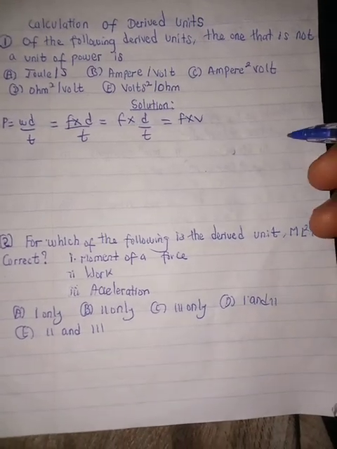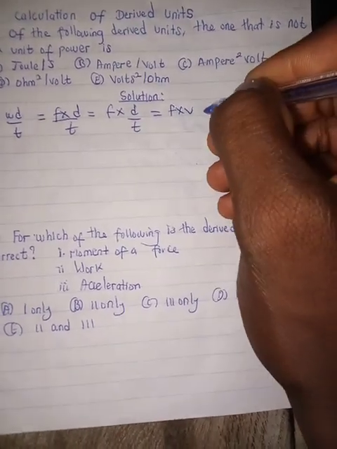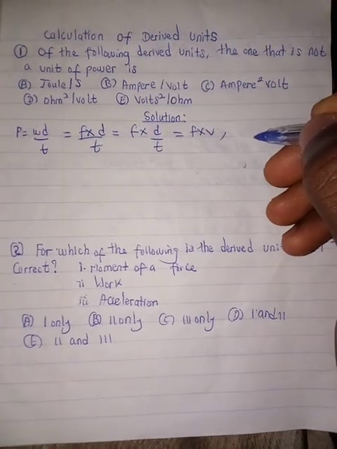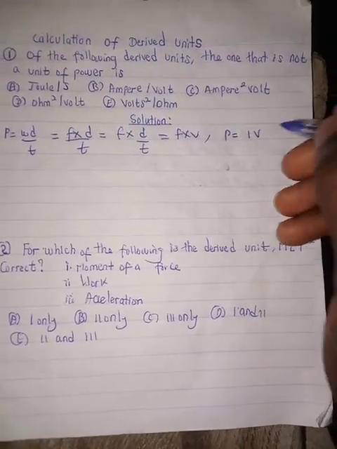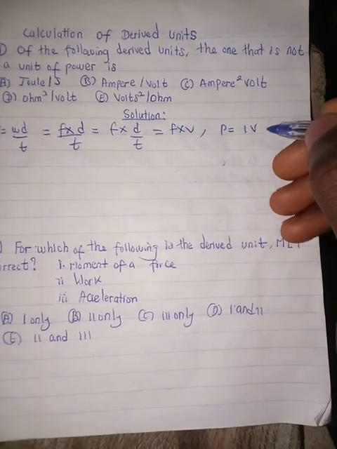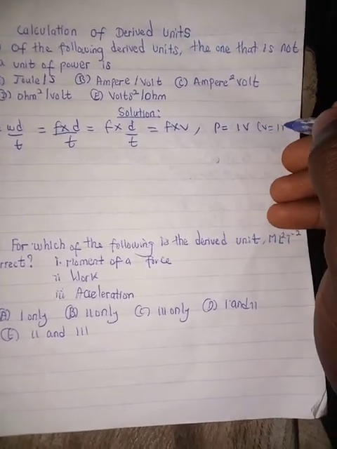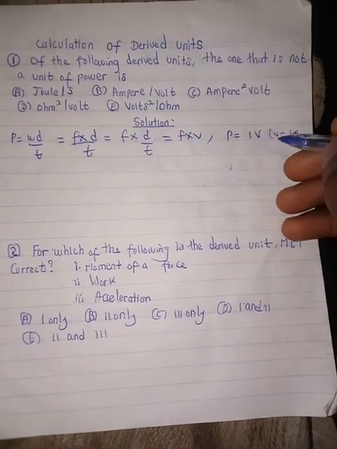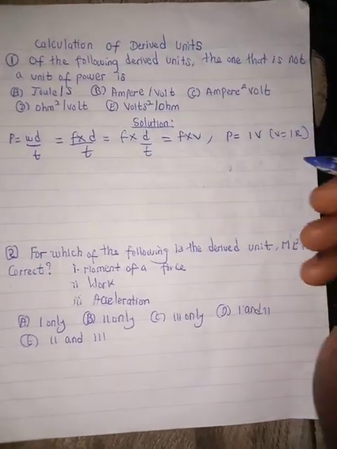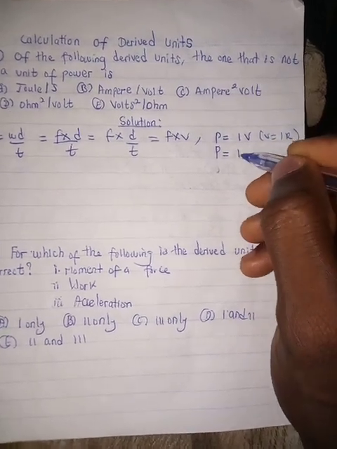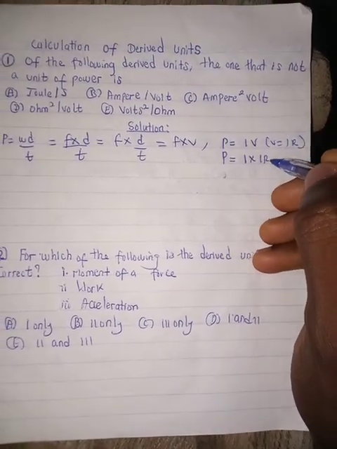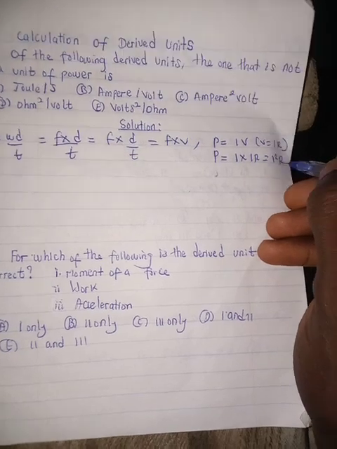Apart from that too, when it comes to electricity, you also find out that power is equal to IV. V equal to IR. So when you substitute this V here, you have P equal to I times IR equal to I square R.